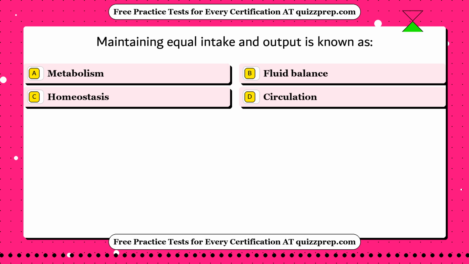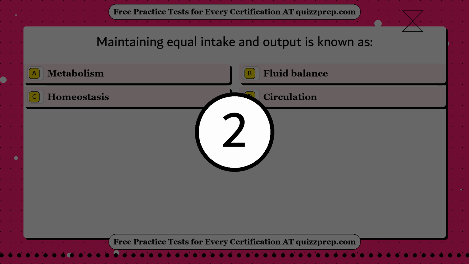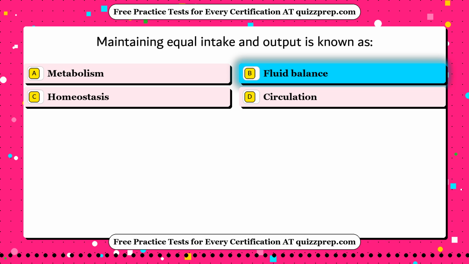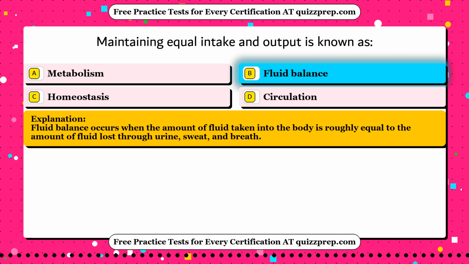Question 36. Maintaining equal intake and output is known as: Option A, metabolism. Option B, fluid balance. Option C, homeostasis. Option D, circulation. The correct answer is option B, fluid balance. Fluid balance occurs when the amount of fluid taken into the body is roughly equal to the amount of fluid lost through urine, sweat, and breath.